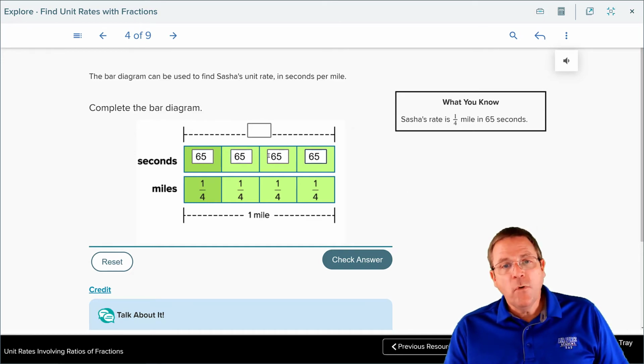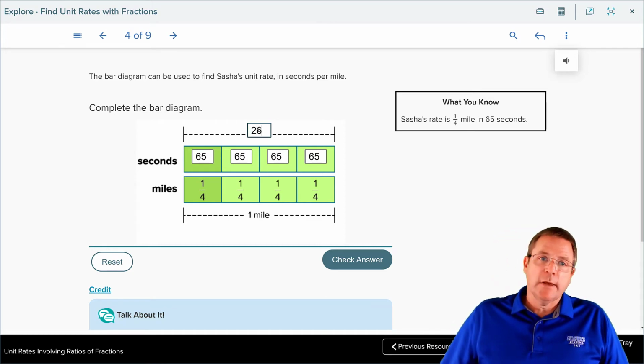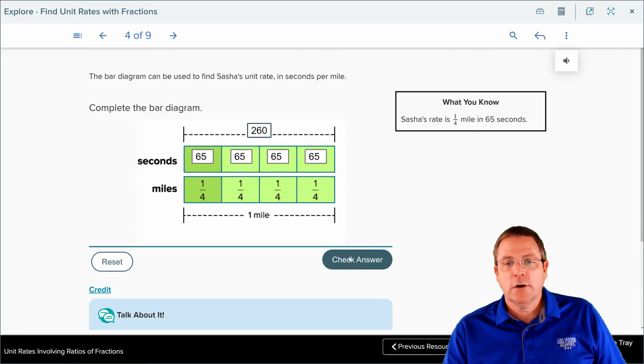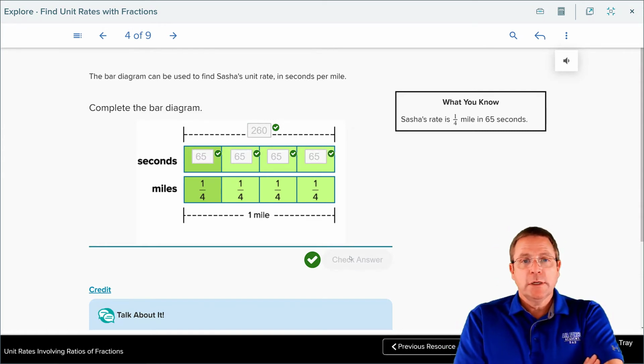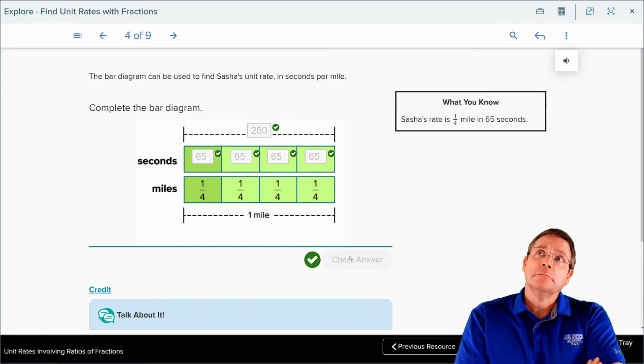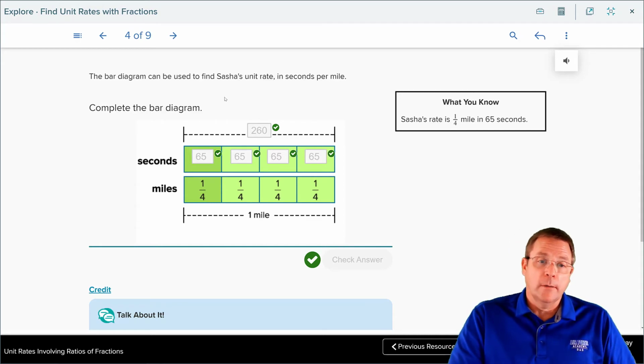So, what is 4 times 65 going to be? Well, 4 times 60 is going to be 240. And then you get 245, 250, 255, 260 seconds. Let's see if that's the way they want that answer to go in. We're going to check our answer, and bingo, it'll take her 260 seconds, which incidentally is going to be 4 minutes and 20 seconds to be able to run that 1 mile. 4 minutes and 20 seconds, that's honking fast, guys. I mean, that's really moving for a 1 mile run.